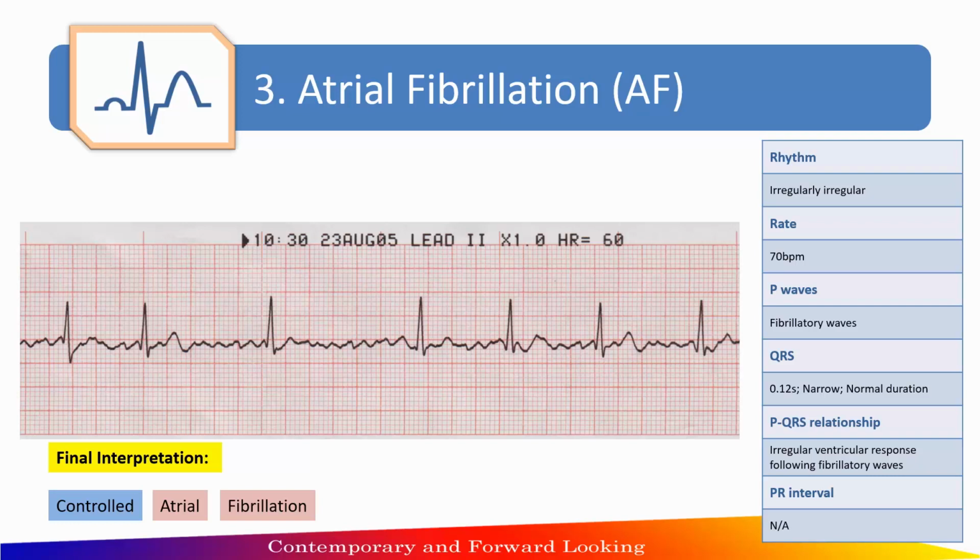So, as we go along and understand more features of other ECG rhythms, we will be able to use this process of elimination like what we did here to identify and interpret ECG rhythms. Here is how an atrial fibrillation or AF will look like on a cardiac monitor.